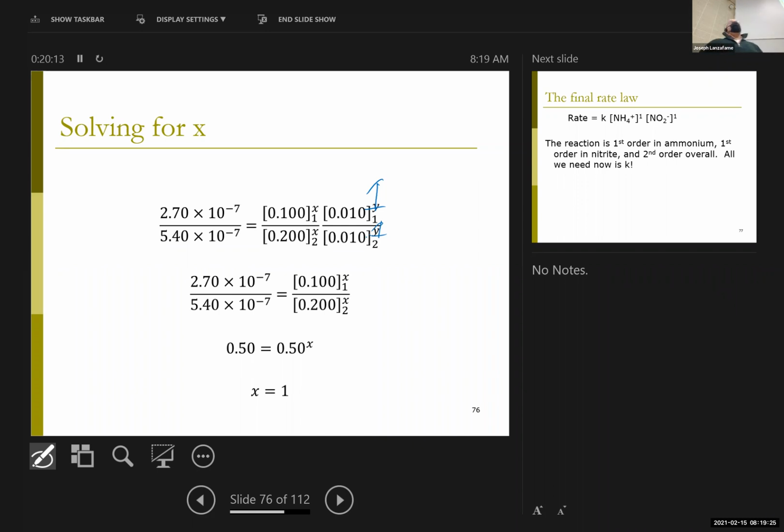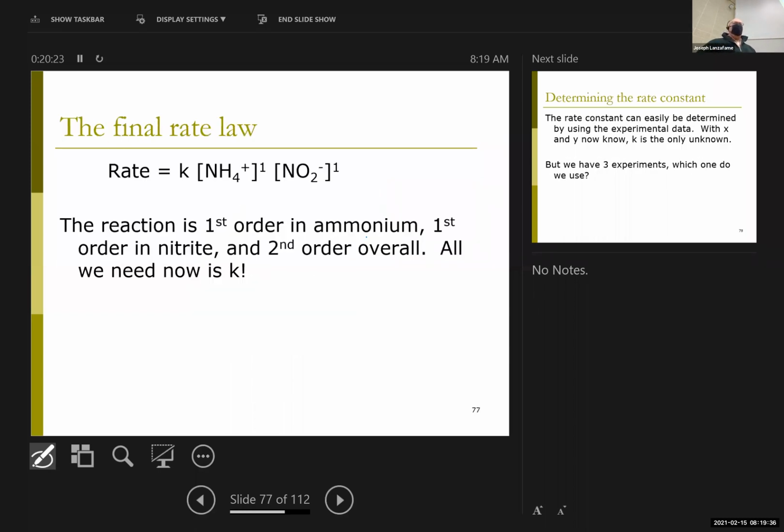And once again, the ratio is 0.5. And so I'm 2/3 of the way done. My rate law is first order in ammonium and first order in nitrite. The only thing left to determine is the rate constant. Again, the rate constant is temperature dependent. Since this whole experiment was done at the same temperature, I can find k at that temperature.